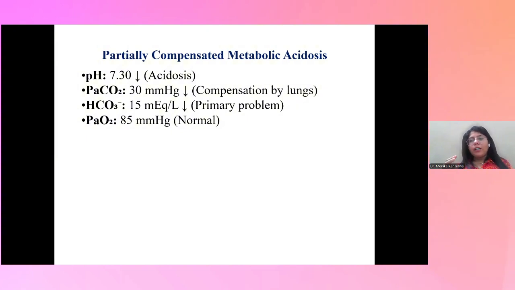If the bicarbonate anion value is less than 22 milliequivalent per liter, then you will start thinking that the compensation mechanism has started. Metabolic involvement has started, so there will be a primary problem. Suppose in this condition the patient has 15 milliequivalent per liter. And the last component you have to look at is the PaO2. If the PaO2, that is the partial pressure of oxygen, is within the normal range, then you can say that the patient is in a partially compensated metabolic acidosis condition.